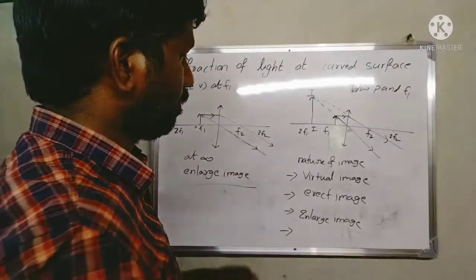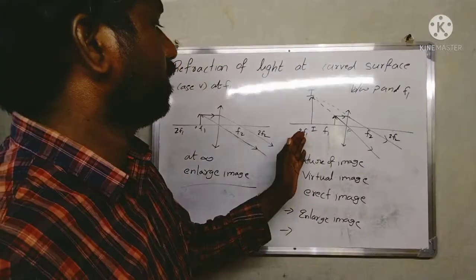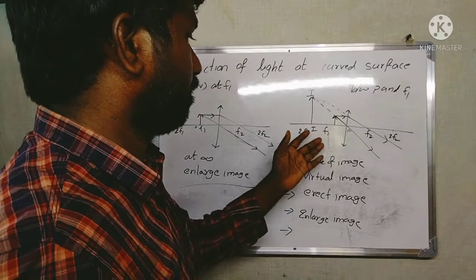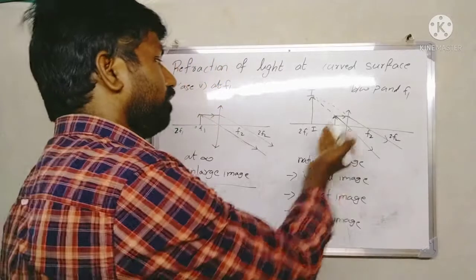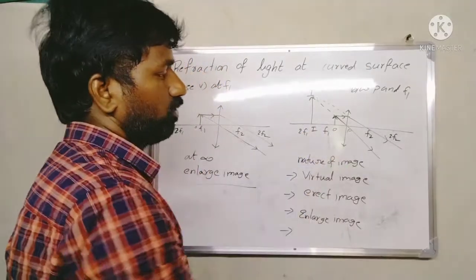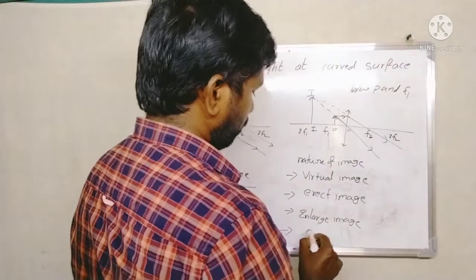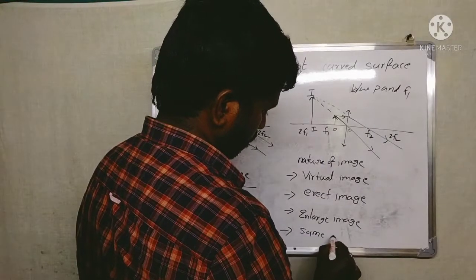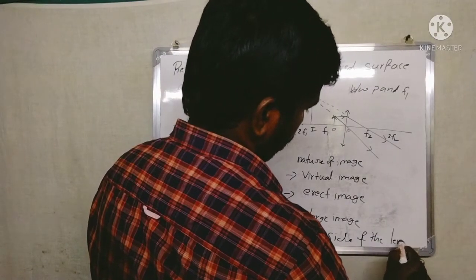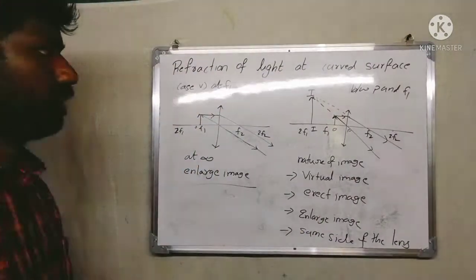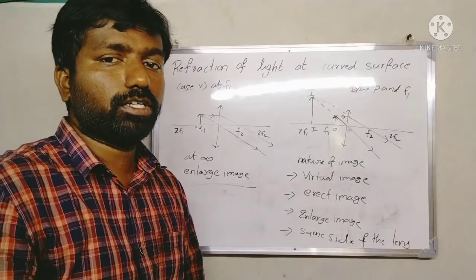Next, where did you get the image? It is simple. You will get the image between F1 and 2F1, or else behind 2F1 also. So simply, whichever side you kept the object, on the same side we got the image, and the image and object are on the same side of the lens. These are the cases that we have: 6 cases for convex lens. And 2 more cases are there for concave lens. Let us see.